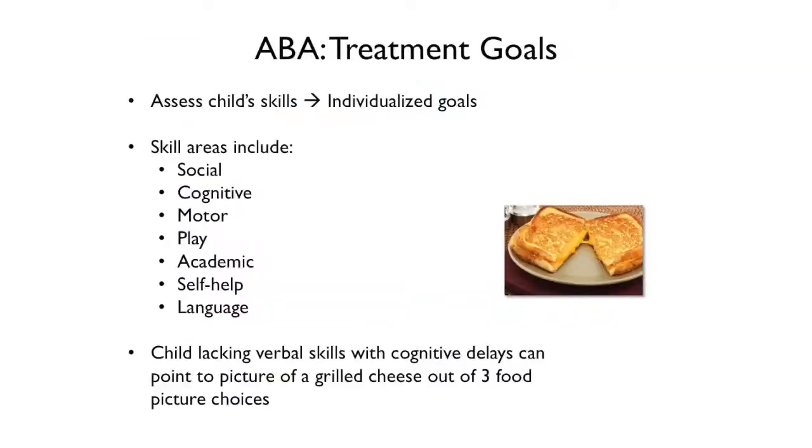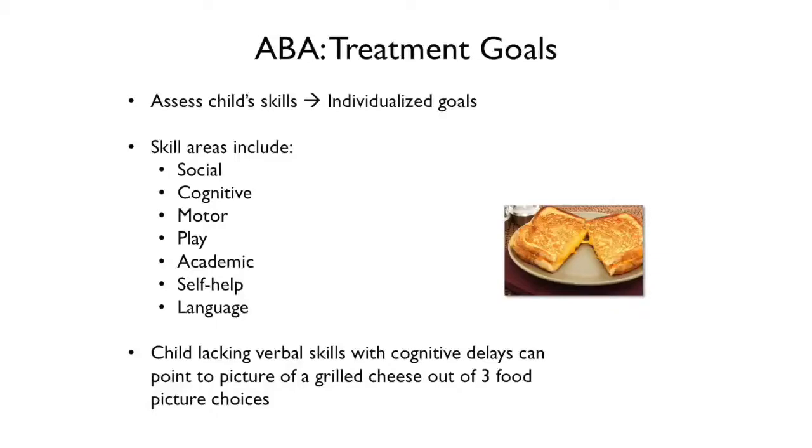Now, each child's skills need to be assessed, and in ABA, all the goals are individualized, and they can be broken down into different areas. So the skill areas might include social skills, cognitive skills, motor skills, appropriate play skills, academic skills such as reading, writing, as well as self-help or language skills.